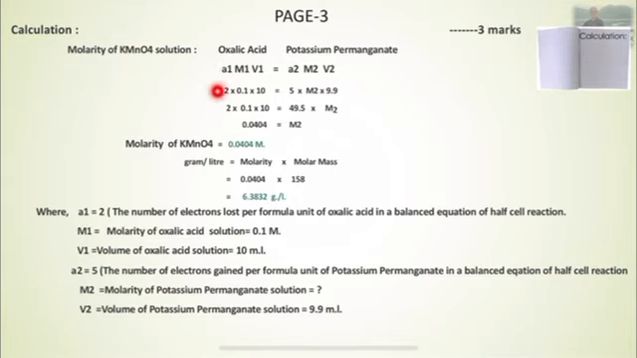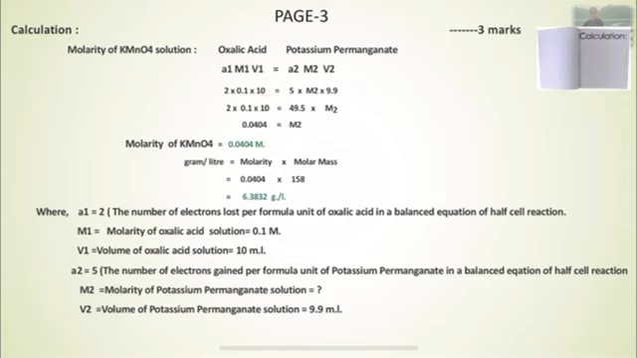Now the formula is A1M1V1 equal to A2M2V2. What is A1? A1 is 2. From where? The number of electrons lost per formula unit of oxalic acid in a balanced equation of half cell reaction. So our A1 is 2. M1 is 0.1, the oxalic acid molarity that is given in our aim. What is V1? V1 is 10, that is the 10 ml pipette solution of oxalic acid.